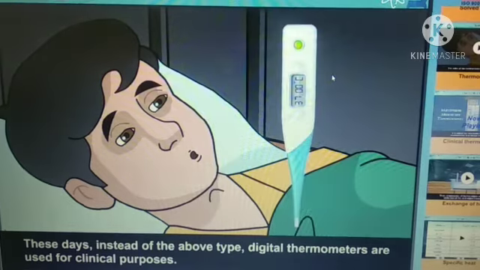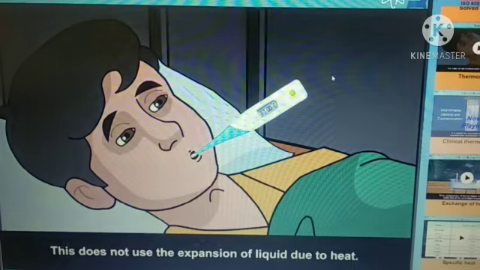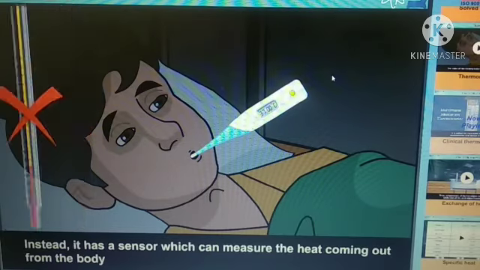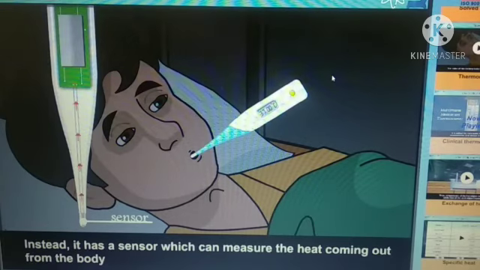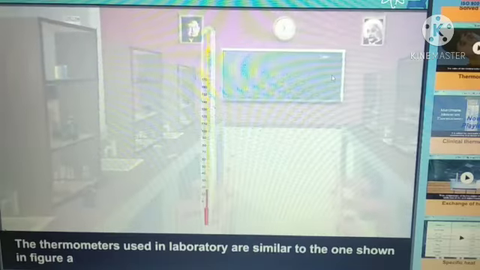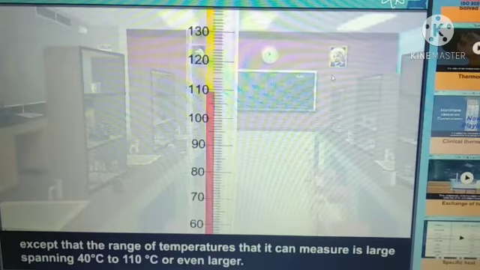These days, instead of the above type, digital thermometers are used for clinical purposes. This does not use the expansion of liquid due to heat. Instead, it has a sensor which can measure the heat coming out from the body directly, and from that can measure the temperature of the body.